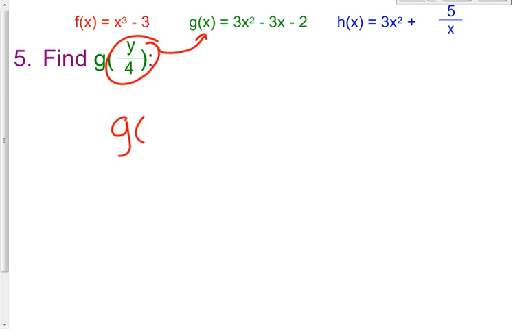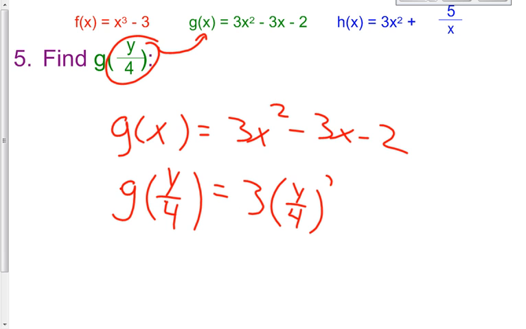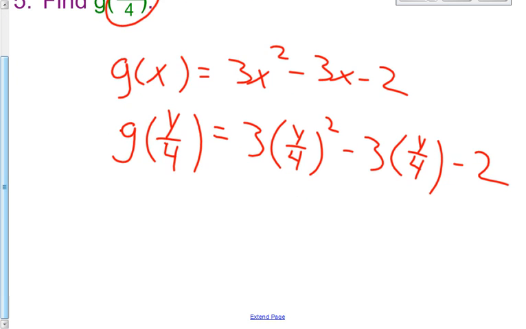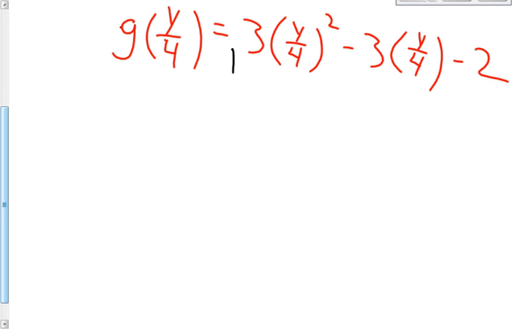So if g of x equals 3x squared minus 3x minus 2, then I know that g of y divided by 4 is going to be 3 times x, which is y divided by 4 quantity squared, minus 3 times y divided by 4, minus 2. Continuing to simplify. All we need to do is simplify the right side here, and we're done.